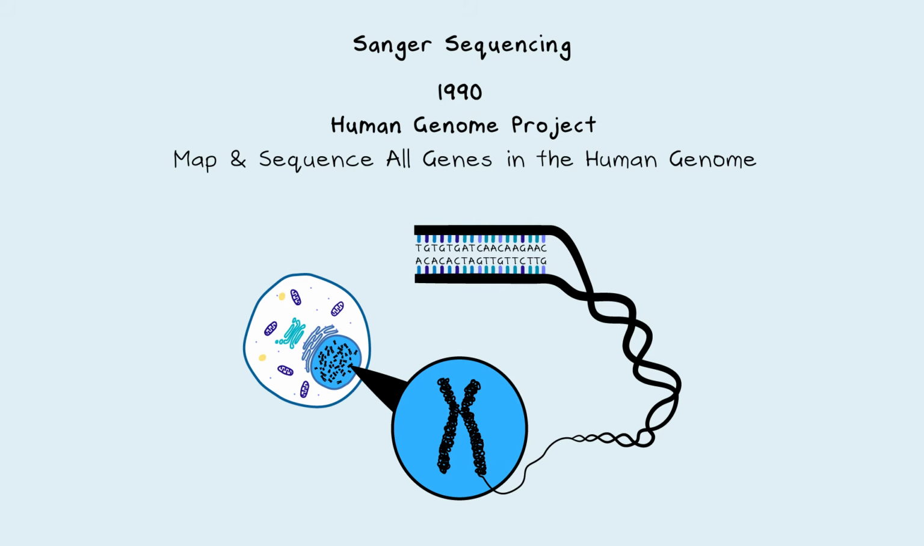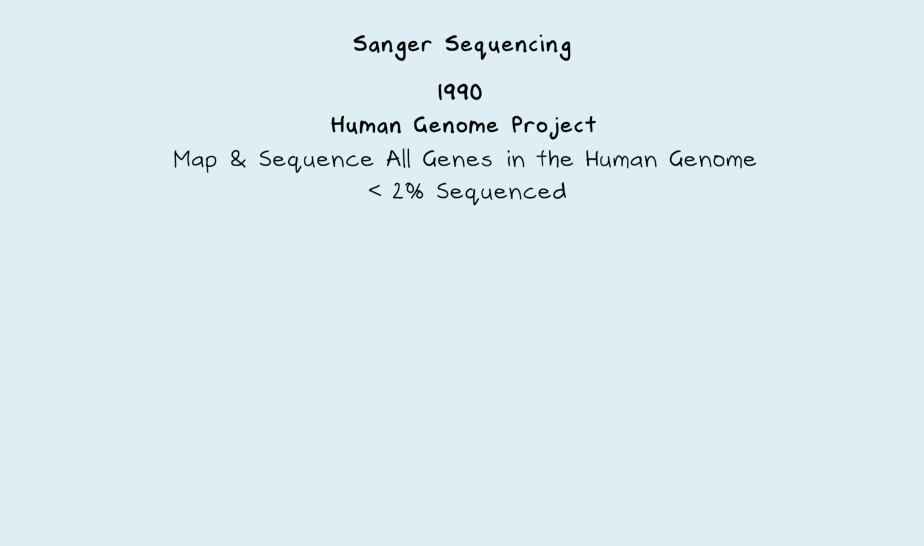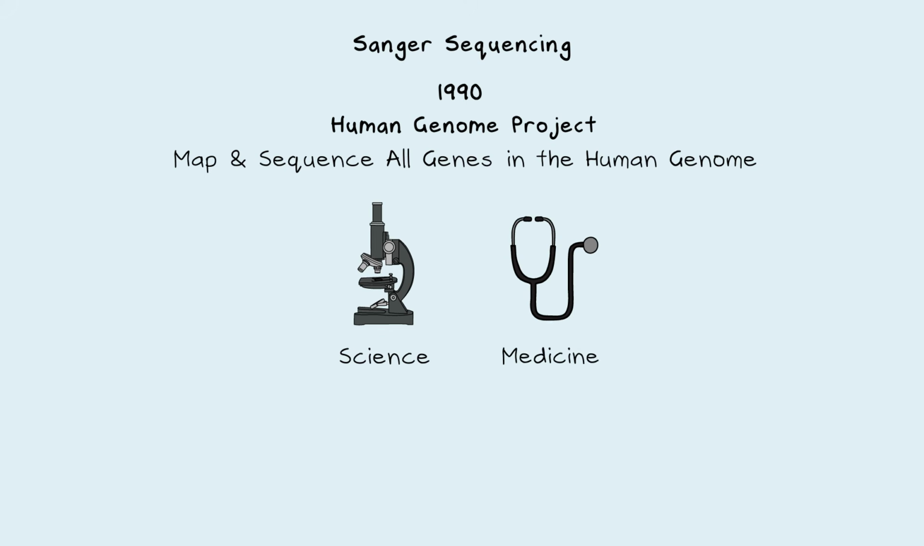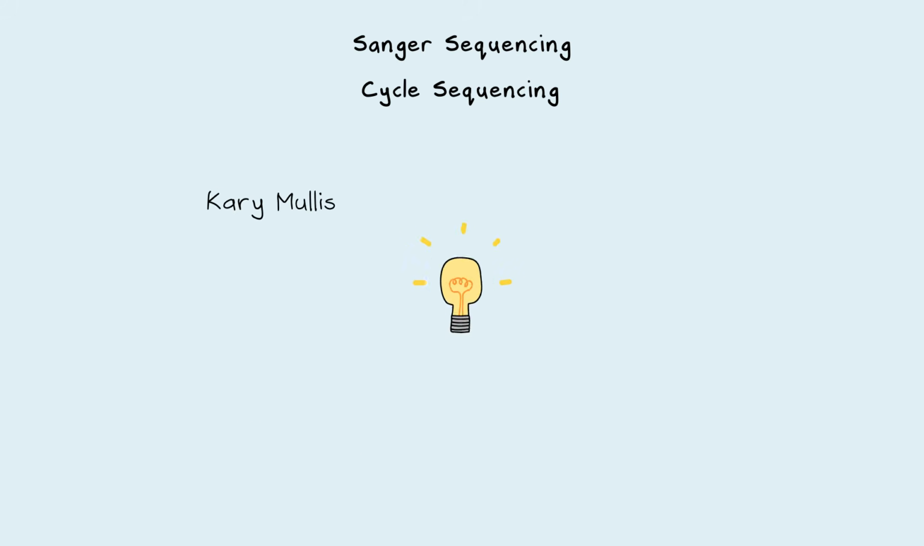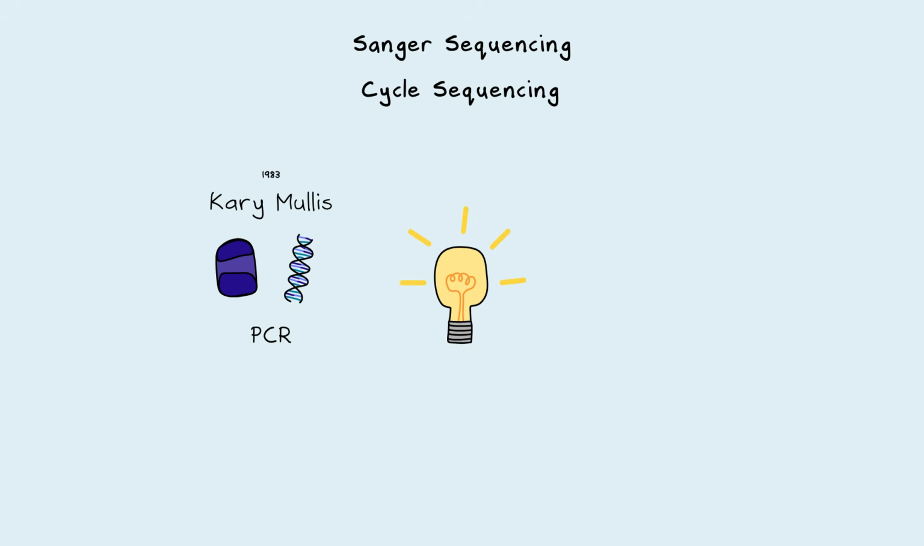By 1990, less than 2% of the human genome had been sequenced. Sequencing the human genome would have important implications for science and medicine, in identifying disease-causing and associated genes to treat genetic disease. Kary Mullis invented PCR in 1983.